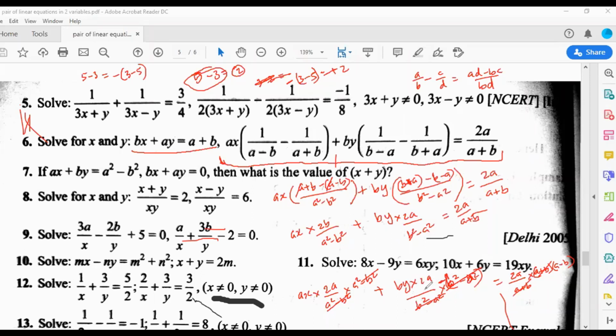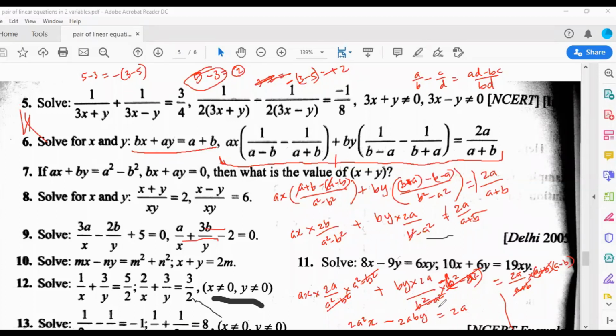So when you multiply those, the last step will come like this: ax into 2a you can write as one step, so a into a becomes a square, and 2a into x becomes 2a square x. Then here by into 2a into minus 1, so this will become minus 2aby, and that equals 2a in short form. Then you can cancel the 2. I think the balance you can do.